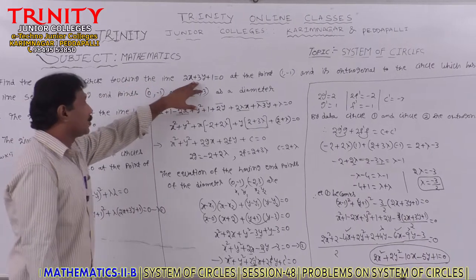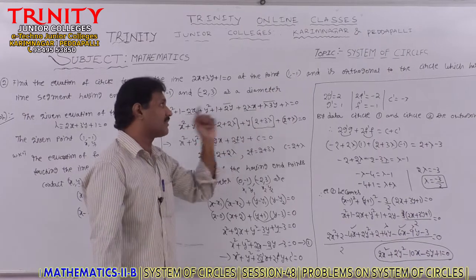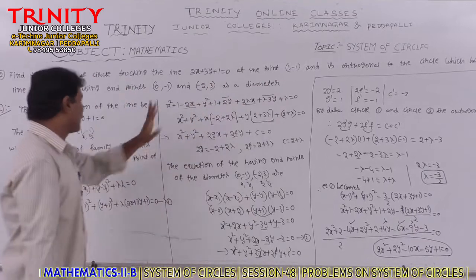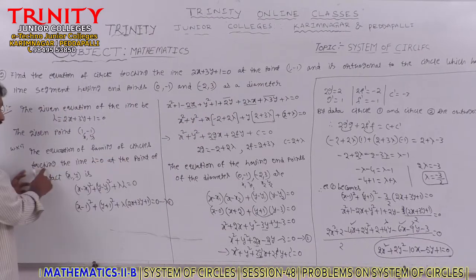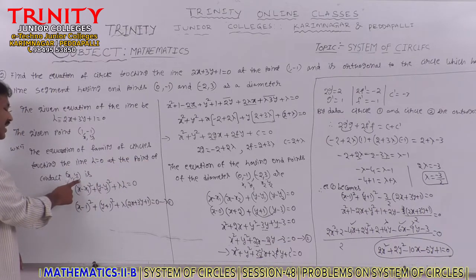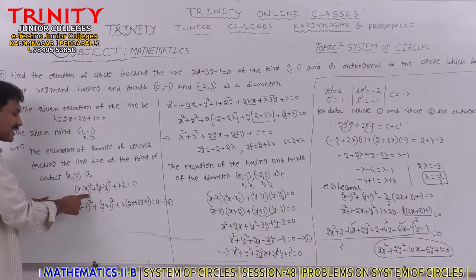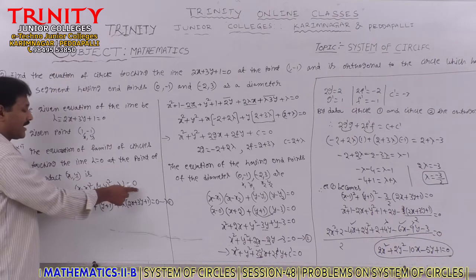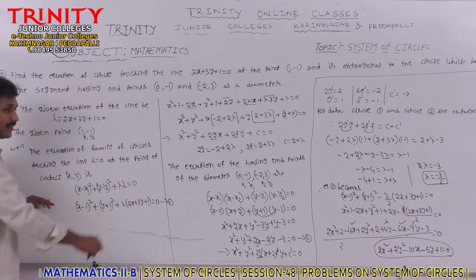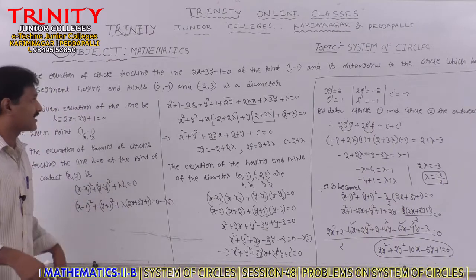Touching the line 2x plus 3y plus 1 equal to 0 at the point (1, -1). This is the first information. We know that the equation of the family of circles touching the line L equal to 0 at the point of contact (x1, y1) is (x minus x1) whole square plus (y minus y1) whole square plus lambda L equal to 0. Here the point of contact is known, and the line is known. Here we need lambda. Different values of lambda give different circles. In this case, we need the circle.